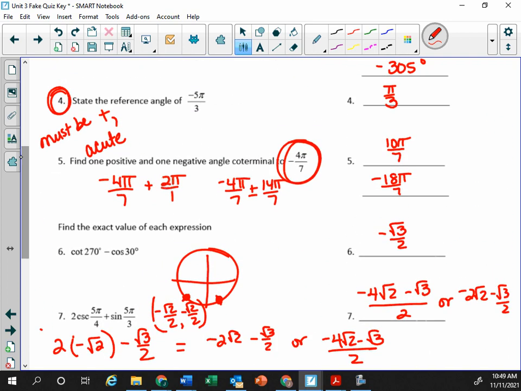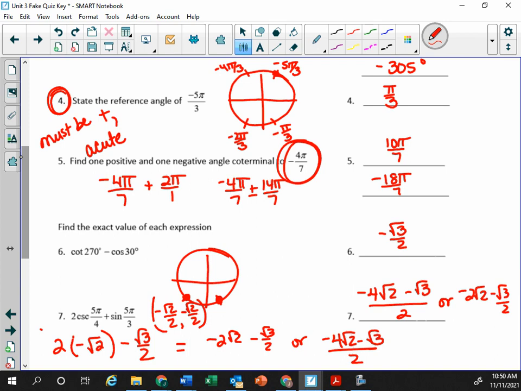So reference angle. Do you know where negative 5 pi over 3 is? Like which quadrant it's in? It is in quadrant 1, because this would be negative pi over 3, negative 2 pi over 3, negative 4 pi over 3. There's where negative 5 pi over 3 is. The reference angle is the first quadrant angle that corresponds to that.